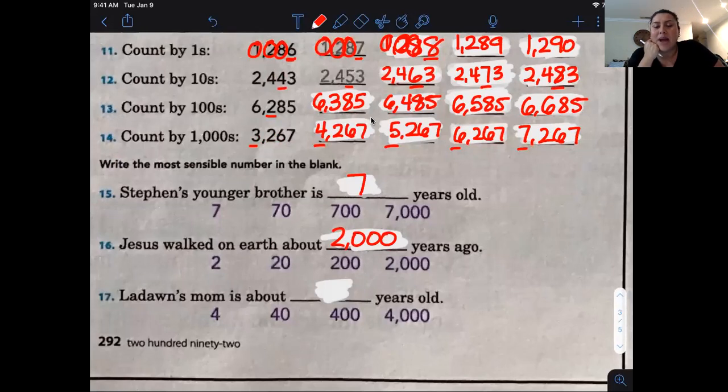All right, and the last one. LaDawn's mom is about 4,000 years old, 4 years old, 400 years old, or 40? What do you think? Yeah, probably 40.